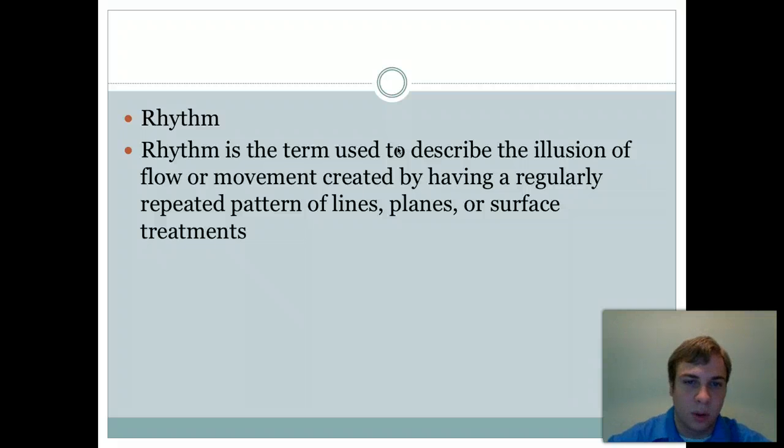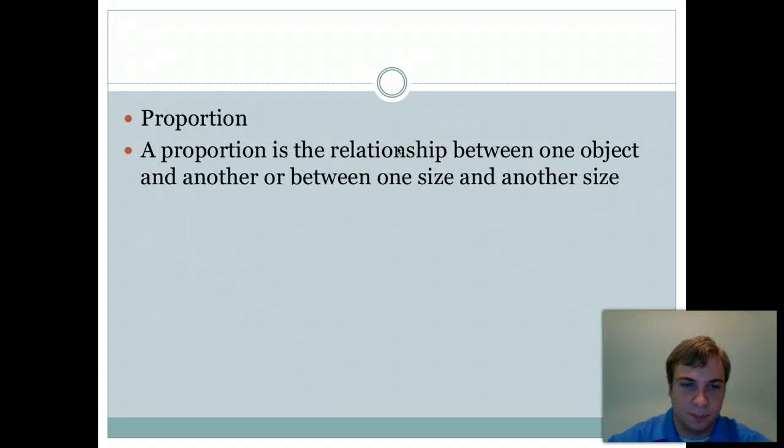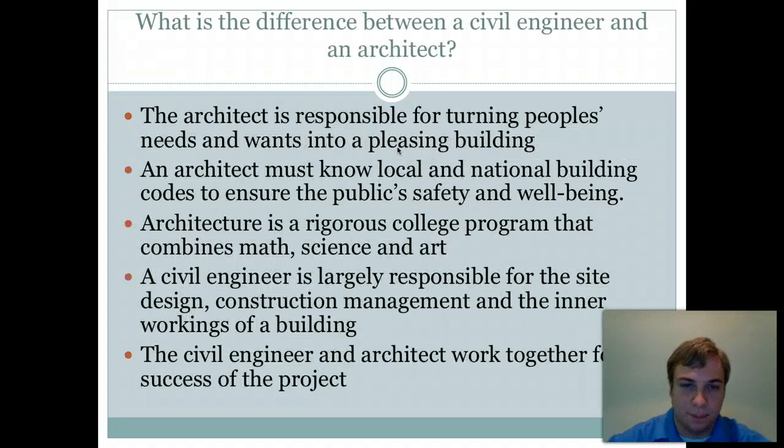Rhythm. Rhythm is the term used to describe the illusion of flow or movement created by having a regularly repeated pattern of lines, planes, or surface treatments. Balance. Balance is the principle of design dealing with the various ideas of a structure as they relate to an imaginary center line, sometimes referred to as symmetry. Proportion. A proportion is the relationship between one object and another, or between one size and another size. Unity. Unity is the principle of design that ties the various elements of a design structure's design together.